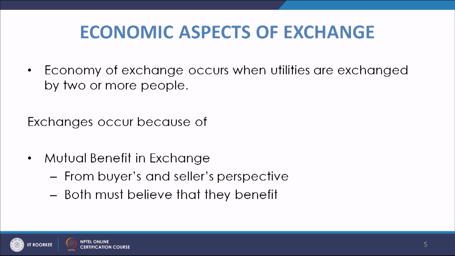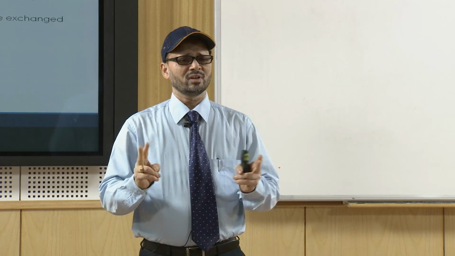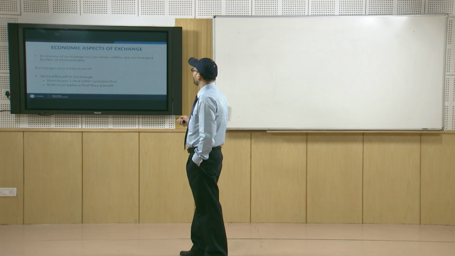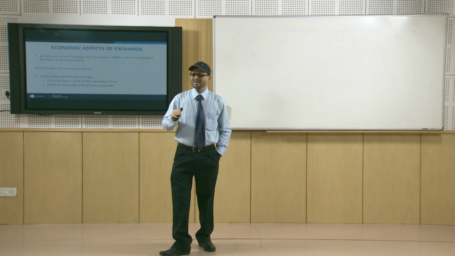Economy of exchange occurs when utilities are exchanged by two or more people. We have already seen that exchange occurs only when two persons in business feel that they both gain utility by exchanging. Exchange occurs because of mutual benefit. What does it mean? It means that both persons should feel that they are benefiting from this exchange. Also, the buyer and seller, the two parties in the exchange process, have different perspectives.